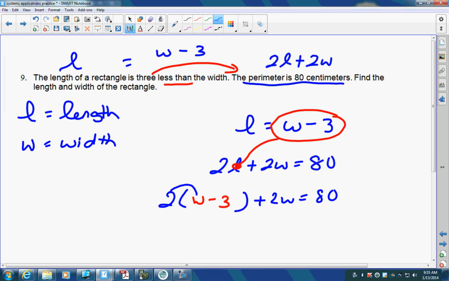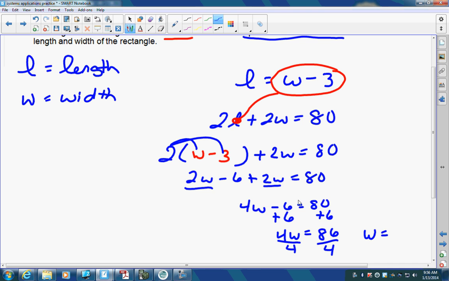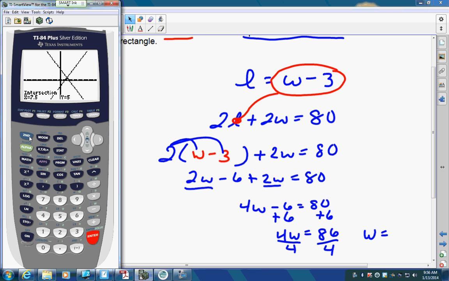All right, you've got to do the distributive property right here. 2W minus 6, and then just write the rest of the equation. Plus 2W is 80. 2W and 2W is 4W. Minus 6 is 80. Add 6 to each side. 4W equals 86. This one's going to be a decimal, huh? Let's see. What is 86 divided by 4? Anybody? 21.5? 86 divided by 4, 21.5.